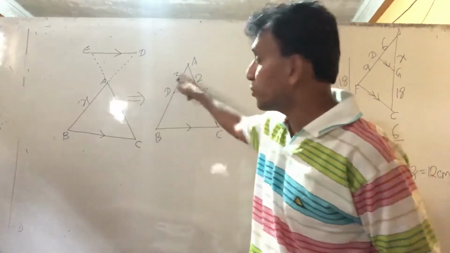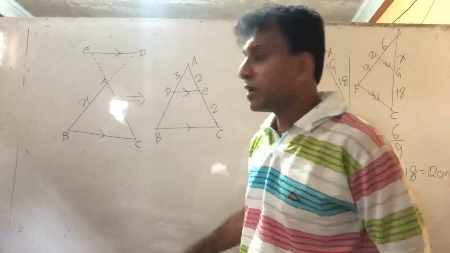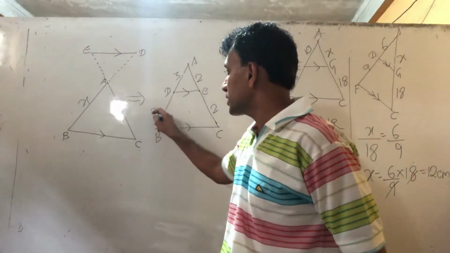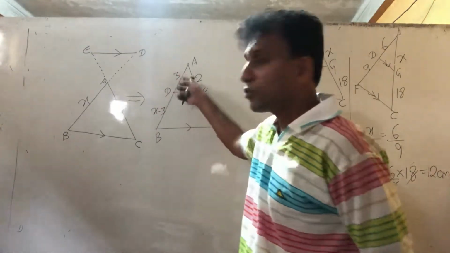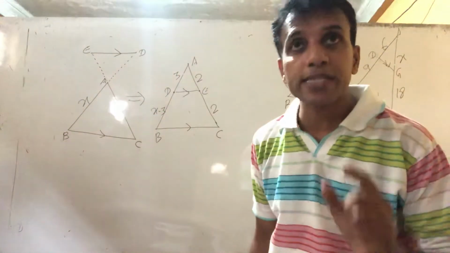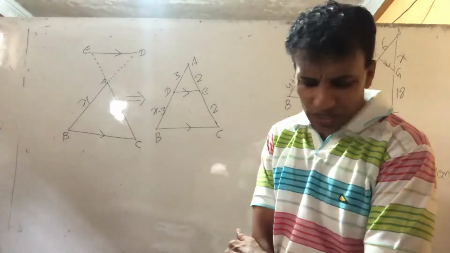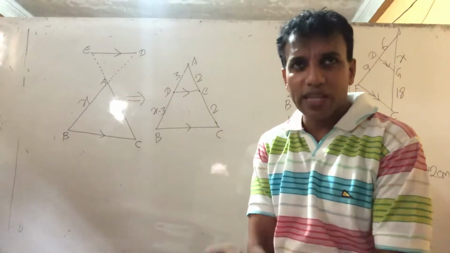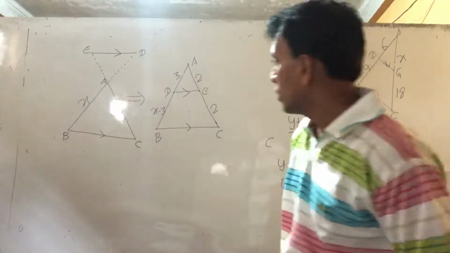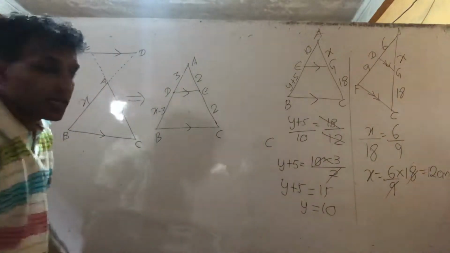Completely 10 means here 3, here 7. So x means what? X minus 3. Here 3, therefore the balance is x minus 3. Right. The question is to find the x value. They ask to fill in the blank with the meaning of the ratio. So find the x answer, write the ratio.